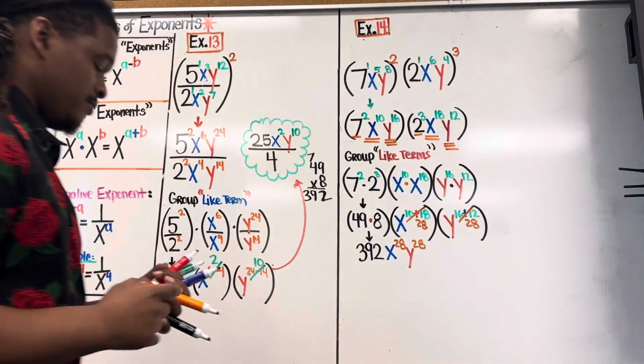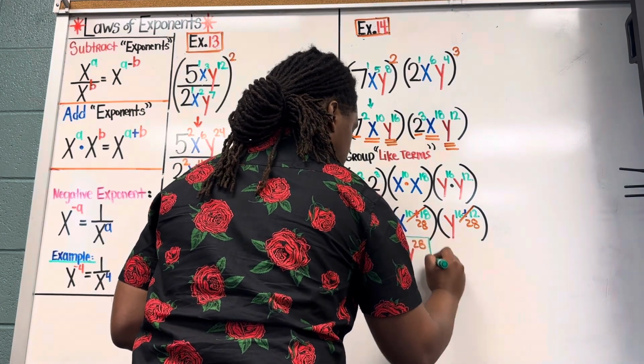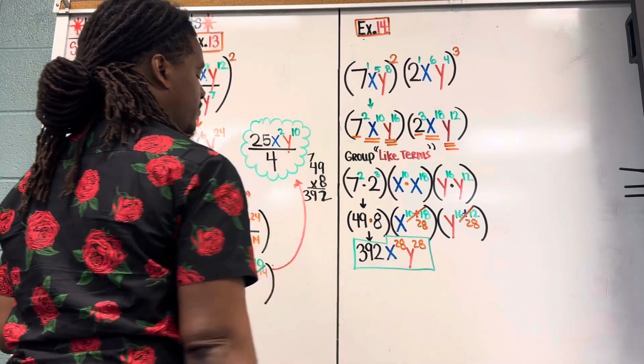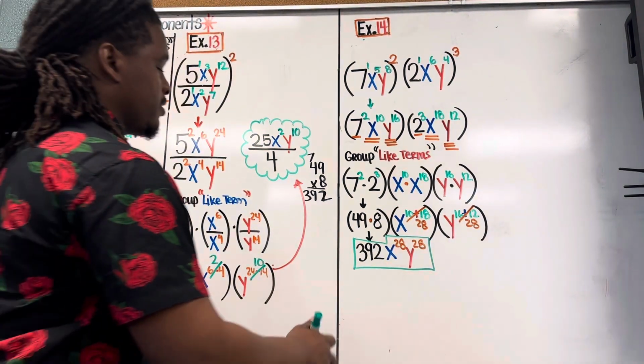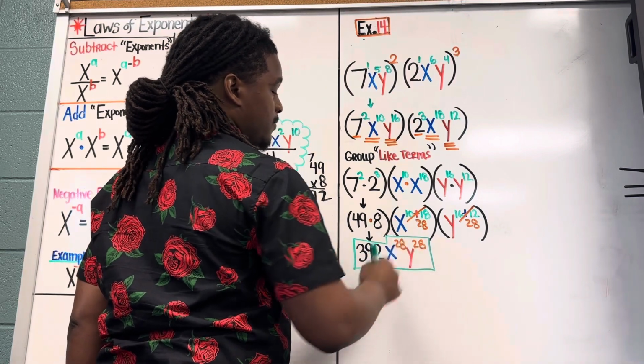Okay, so this will be our final answer: 392x to the 28th power, y to the 28th power. Or you could say it as 392 times x to the 28th power times y to the 28th power.